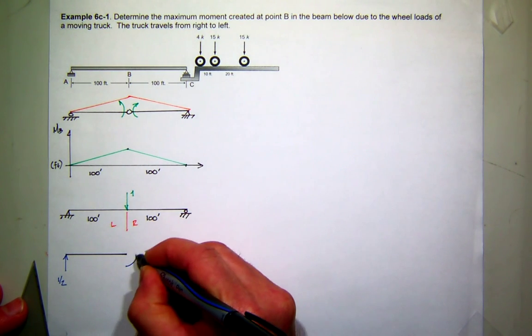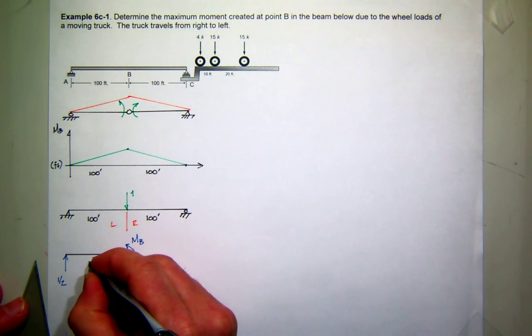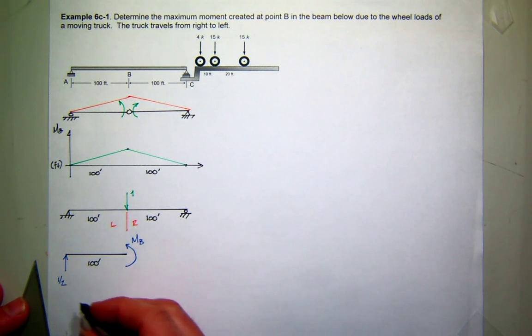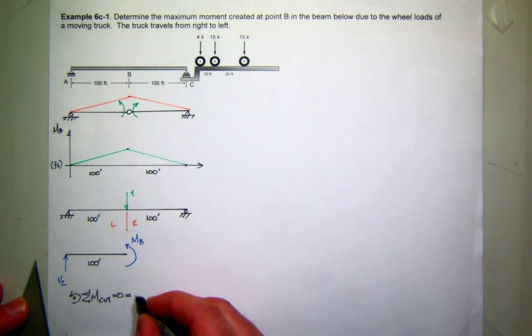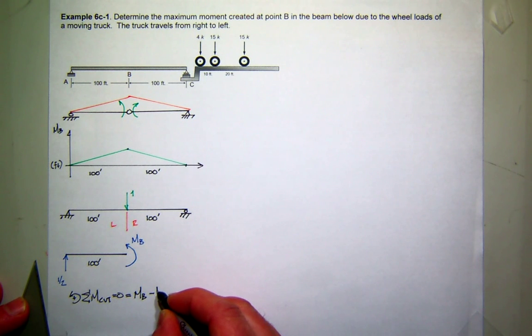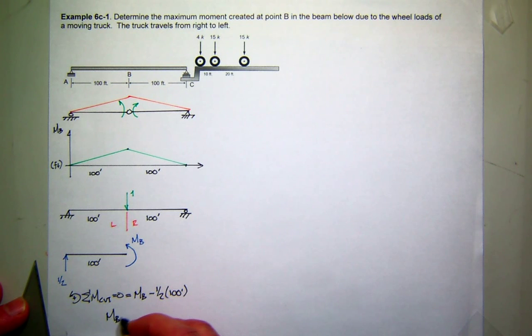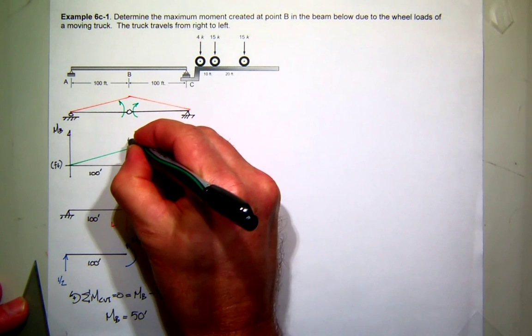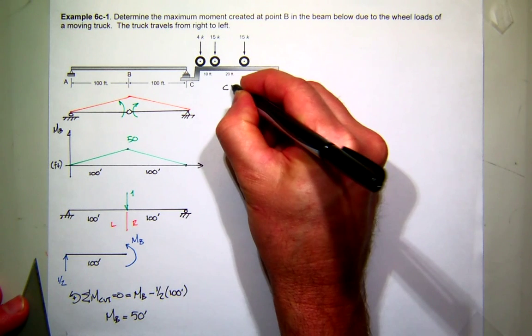So I'll have my internal moment at B. I'll have that reaction over a distance of 100 feet. So if I sum moments at the cut equal to 0, you have a positive moment at the reaction, a negative moment created by 1/2 at a distance of 100 feet. So the moment at B is 50. So pretty quickly we have our moment. So now we have to work through all the cases. So let's start with, say, case 1.